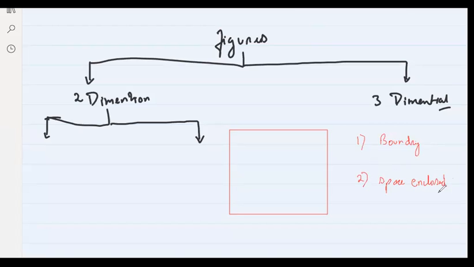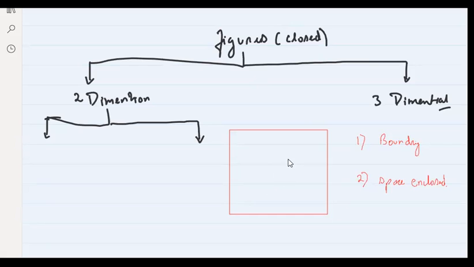Agree? I hope all of you know what is a closed figure and what is an open figure. This is a closed figure, so here we are talking about closed figures. I'll just write it down. Closed figures. Arav, you joined? Okay, we are talking about this closed figure.